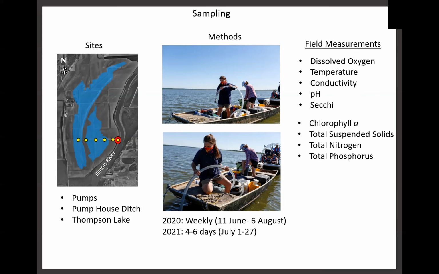Zooplankton were collected using a diaphragm hand pump, and this was connected to a weighted hose that could be lowered and raised to collect samples from the entire water column. At each site, we measured basic field measures shown here: dissolved oxygen, temperature, etc., at the surface, and then also near the sediments at the bottom at each site. We also did Secchi transparency and collected water samples for chlorophyll A, total suspended sediments or solids, total nitrogen, and total phosphorus. We also collected water samples for the same analyses from the Illinois River near Havana.